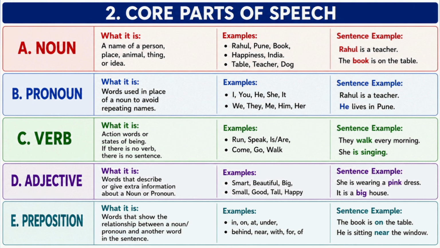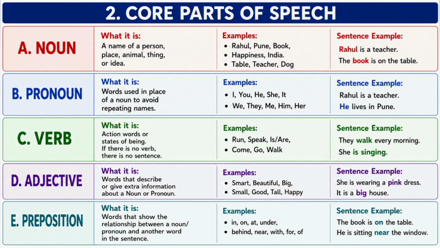Third is the verb. Verbs denote action words or states of being. A critical rule to remember is that if there is no verb, a grammatically correct sentence cannot exist. Examples include run, speak, is, are, come, go, and walk. In context, we say, they walk every morning, or, she is singing.